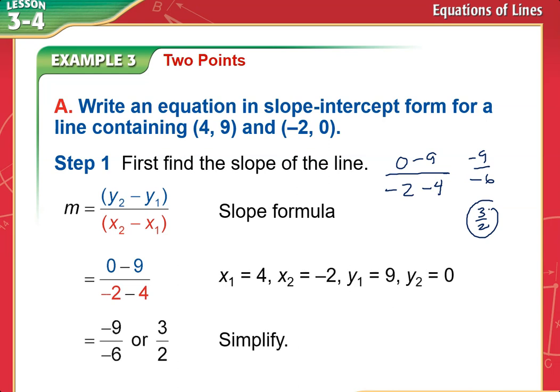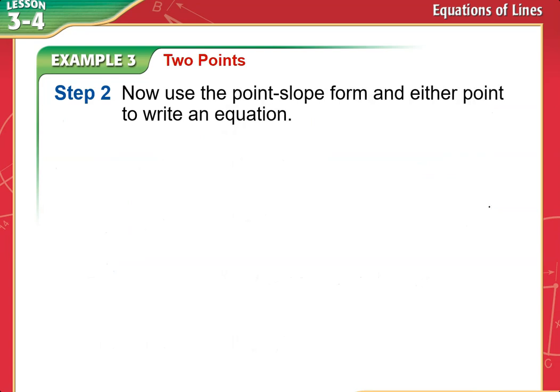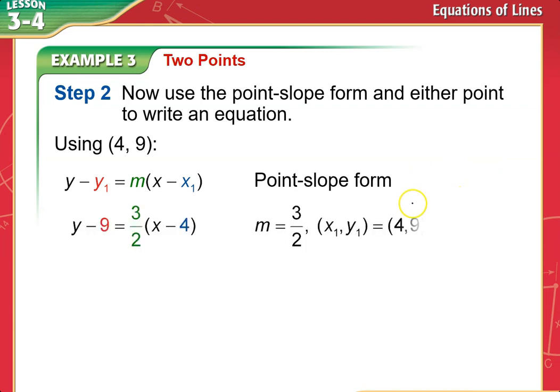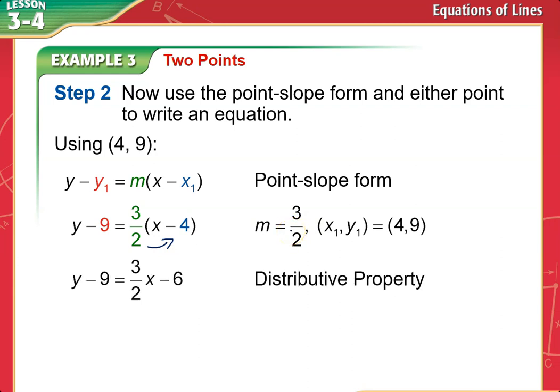And then we're going to pick one of the points, either point. So we're going to use 4, 9, and we're going to use point-slope form to help us solve this for the slope-intercept form. So we'll put the point-slope form, and then we're going to use the distributive property on the quantity here, 3/2 x minus 12 over 2, or minus 6, and then we're going to add our 9. So final answer is y equals 3/2 x plus 3.